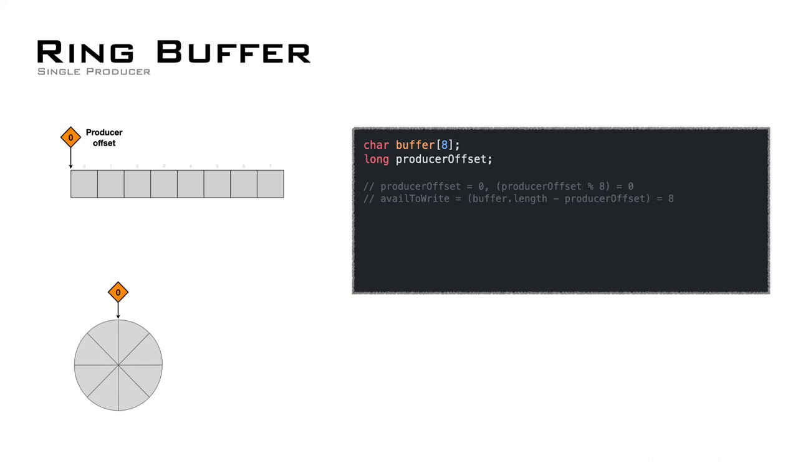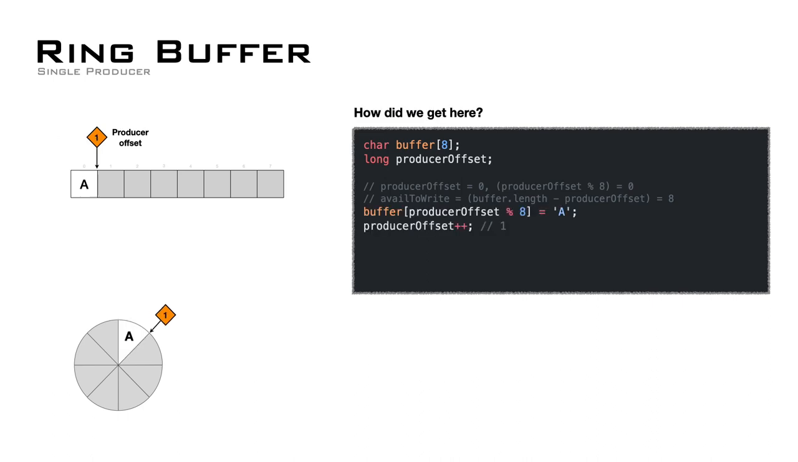A ring buffer, no matter how you prefer to draw it, is an array of fixed length, in this case 8. A producer is something that publishes, writes, events to the ring buffer. We use a sequence number, the producer offset, to keep track of which entry we have to write. Let's try to publish something. As you may expect, we increment the sequence number and write the value at the position.